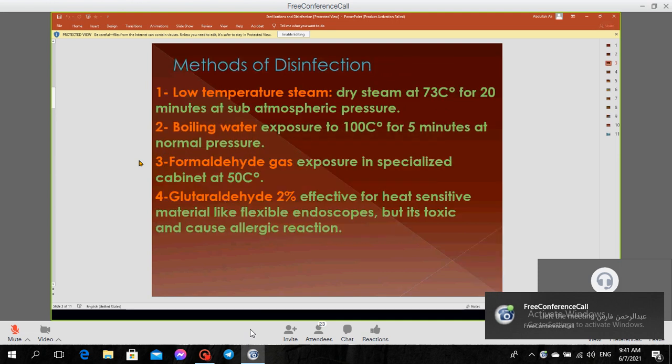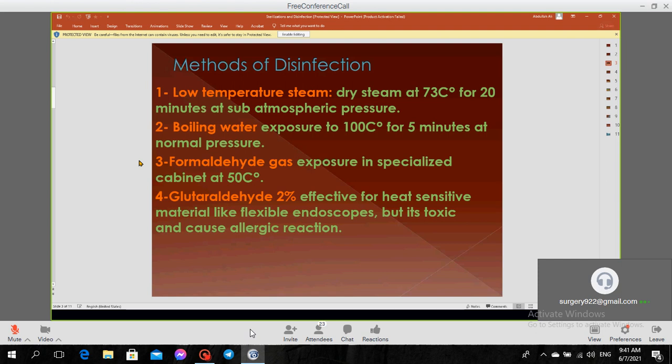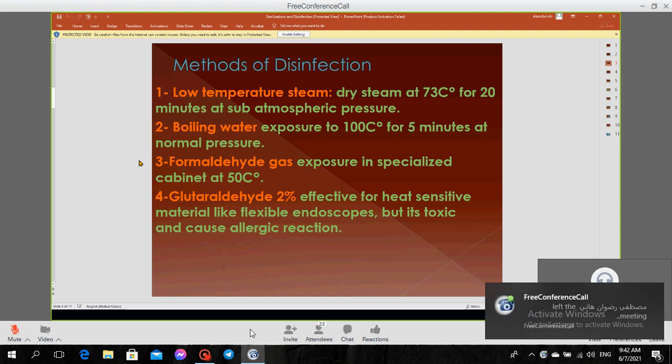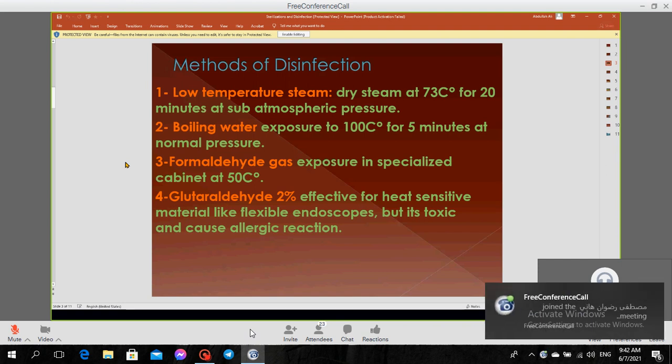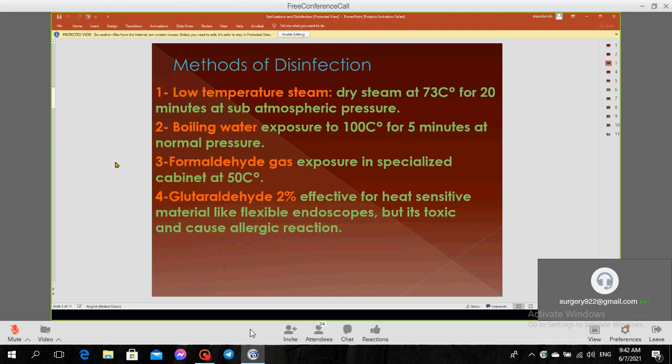If we say what are the methods of disinfection, we can use low temperature steam, which is dry steam at 73 degrees centigrade for 20 minutes at sub-atmospheric pressure. Or we can use boiling water, which reaches a temperature of 100 degrees centigrade for 5 minutes at normal pressure. So as you see, we manipulate the degree of the temperature, the duration, and the pressure. These will affect the efficiency of the disinfectant.